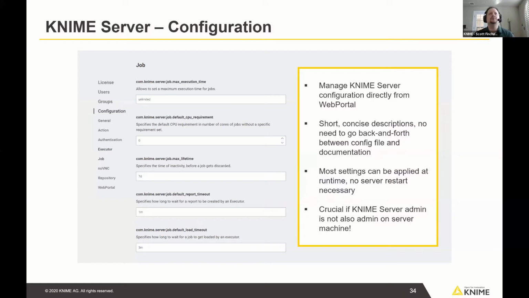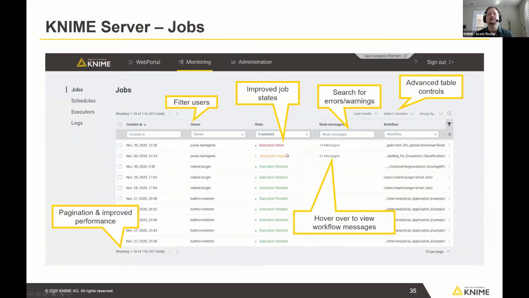The new jobs page is worth showing as well. If I want to see all the different jobs that are going on my server, you can see we took a screenshot of one of our servers where there were 411 recently run jobs. That's quite a few. I can do things like filter by users, seeing who's running what. I can see what the job states are associated with each individual job.